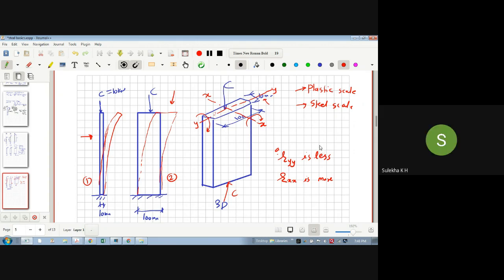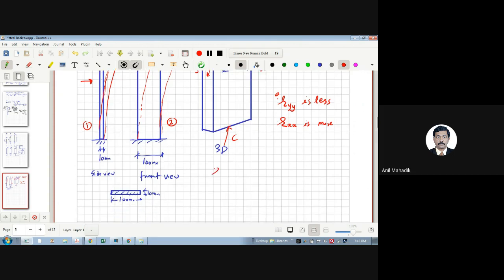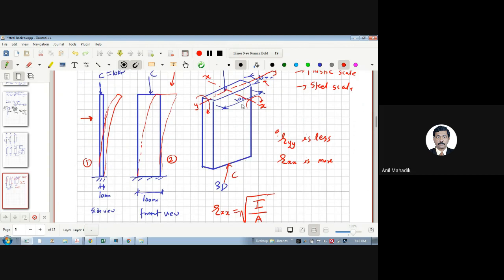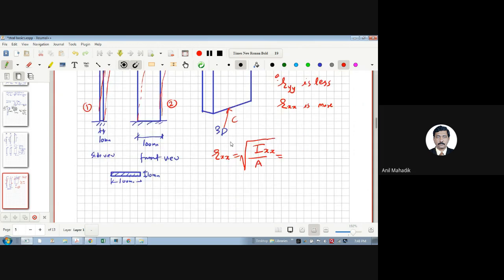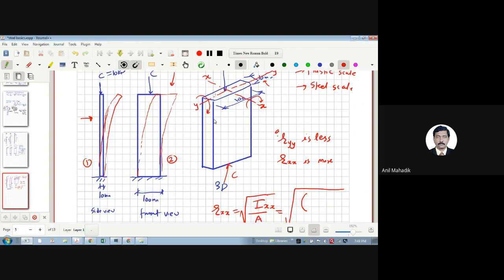Yes, sir. And we can verify that by calculation also. Let's calculate RXX first. RXX means root I upon A. As we are calculating RXX, it should be IXX. Now let's calculate for this. The size of the strip is 10 mm by 100 mm. So for IXX, BD cube by 12. What is B? Whenever we calculate IXX, B is this. Yes or no?